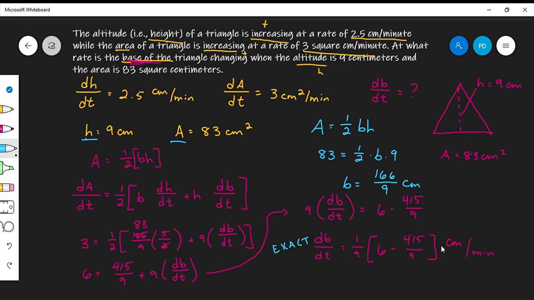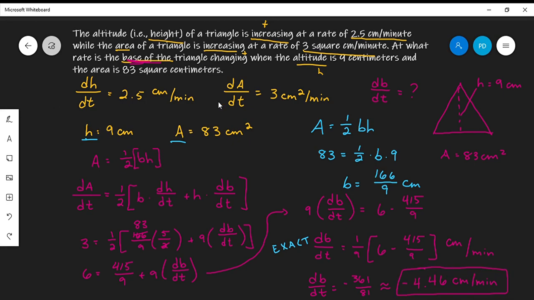You can enter this into WebWork and it'll be fine, but we're going to go ahead and find the decimal approximation for it. So we have 1 over 9 times 6 minus 415 over 9. As a fraction, this is minus 361 over 81, which is about minus 4.46 centimeters per minute. So there we go.